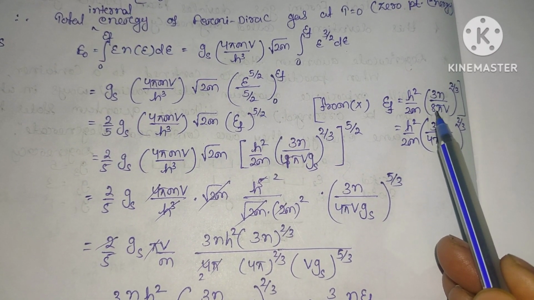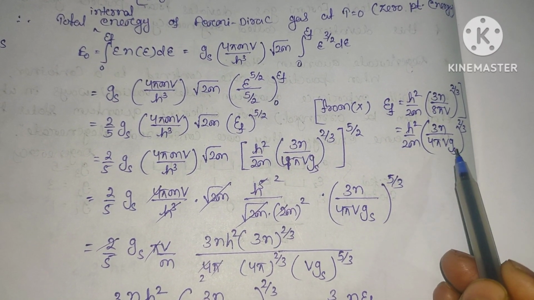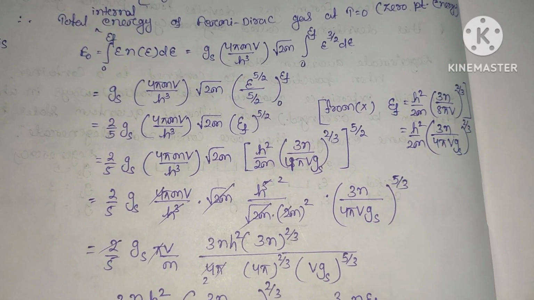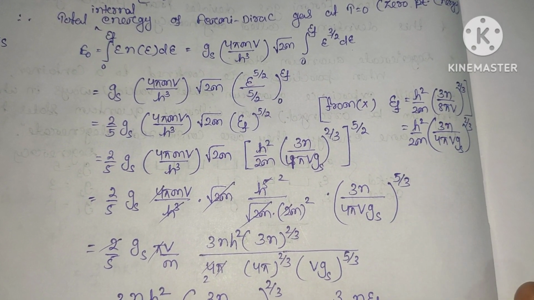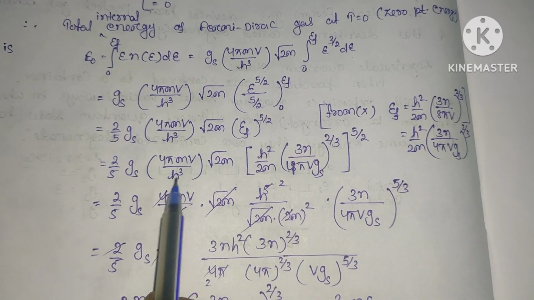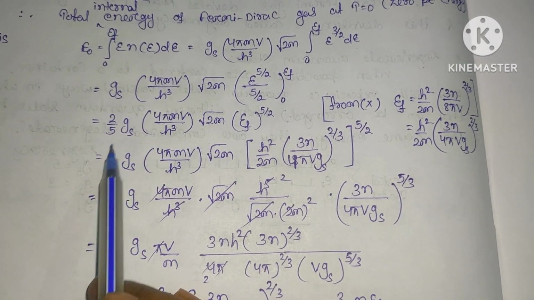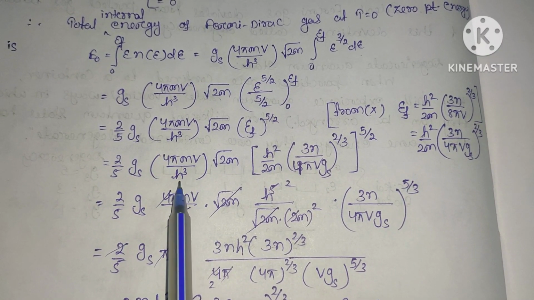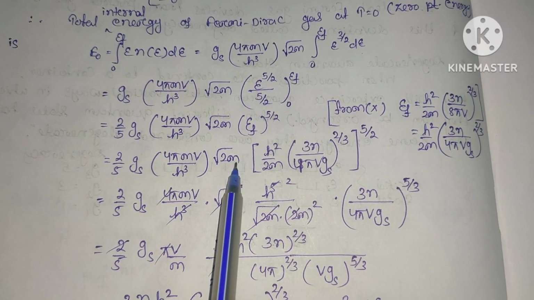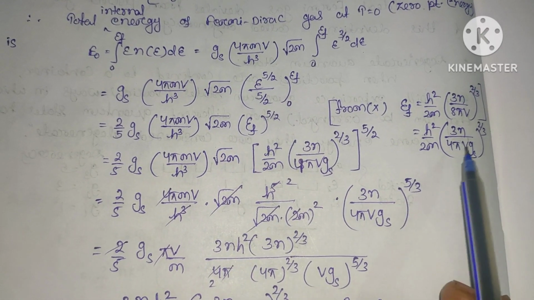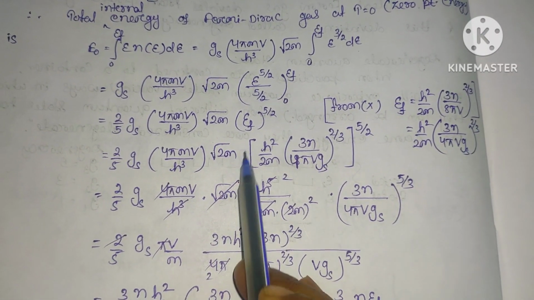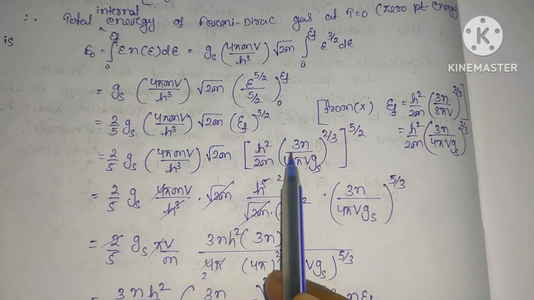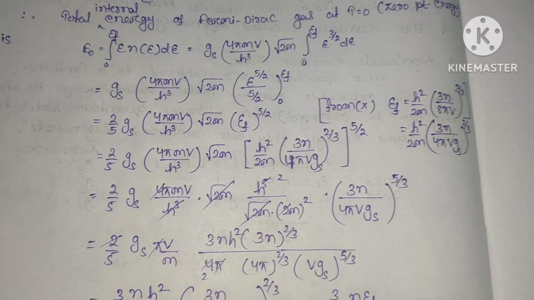In place of this 8πV, we have to substitute this g_s term, that is 4πV into g_s whole power 2/3, since g_s is the spin degeneracy. So now this is equal to 2/5 g_s into 4πmV/h³ into root over 2m. In place of E_F, we have to substitute this value, h²/2m into (3N/4πVg_s) whole power 5/2.